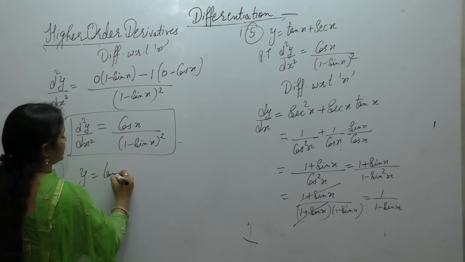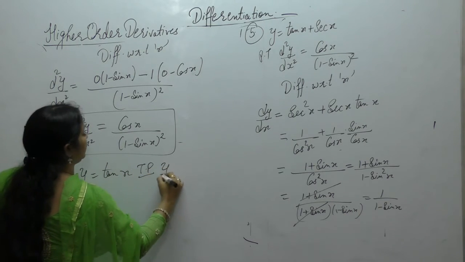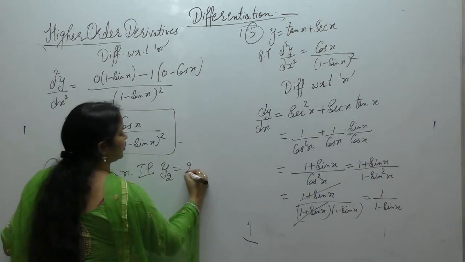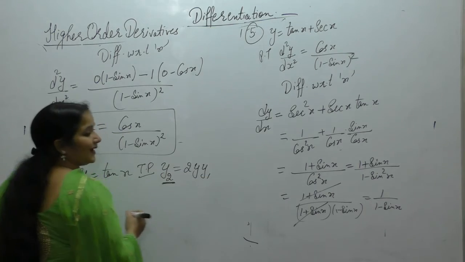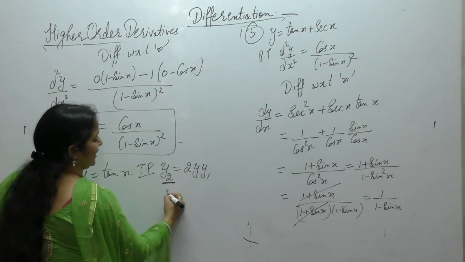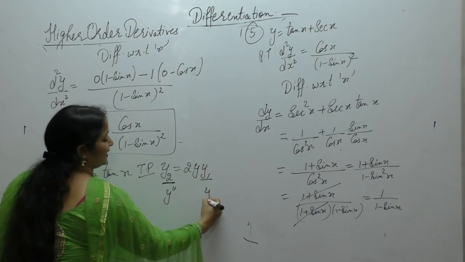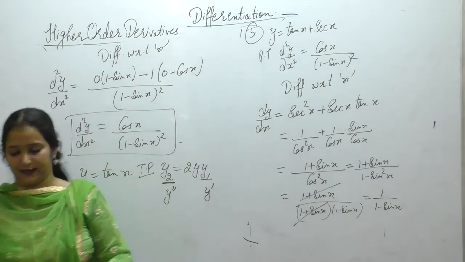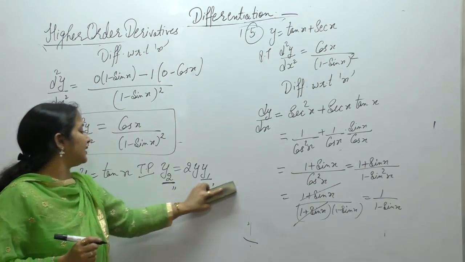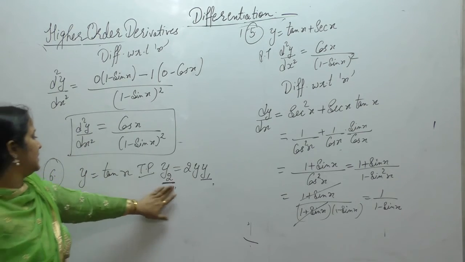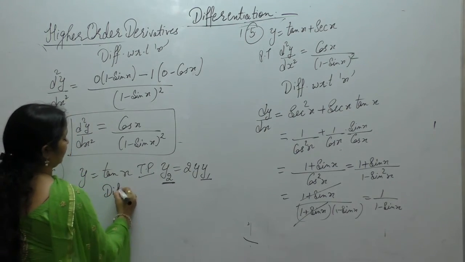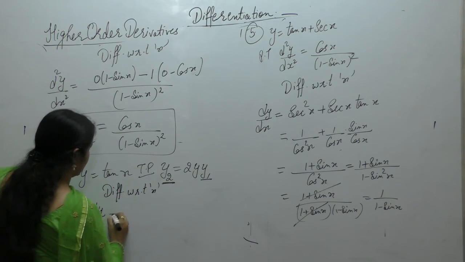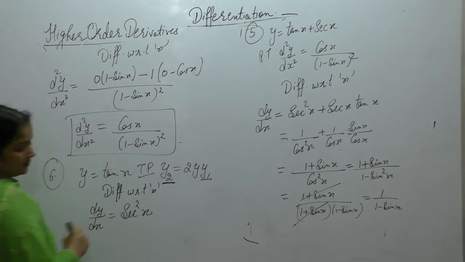If y is equal to tan x, prove y2 is equal to 2y into y1. We can write second order derivative as y2 or y double dash, y1 is first order derivative. We can write it like this, or dy upon dx. So we want to prove the second order derivative is equal to this. y is equal to tan x. Differentiate with respect to x. Derivative of tan is sec square x.